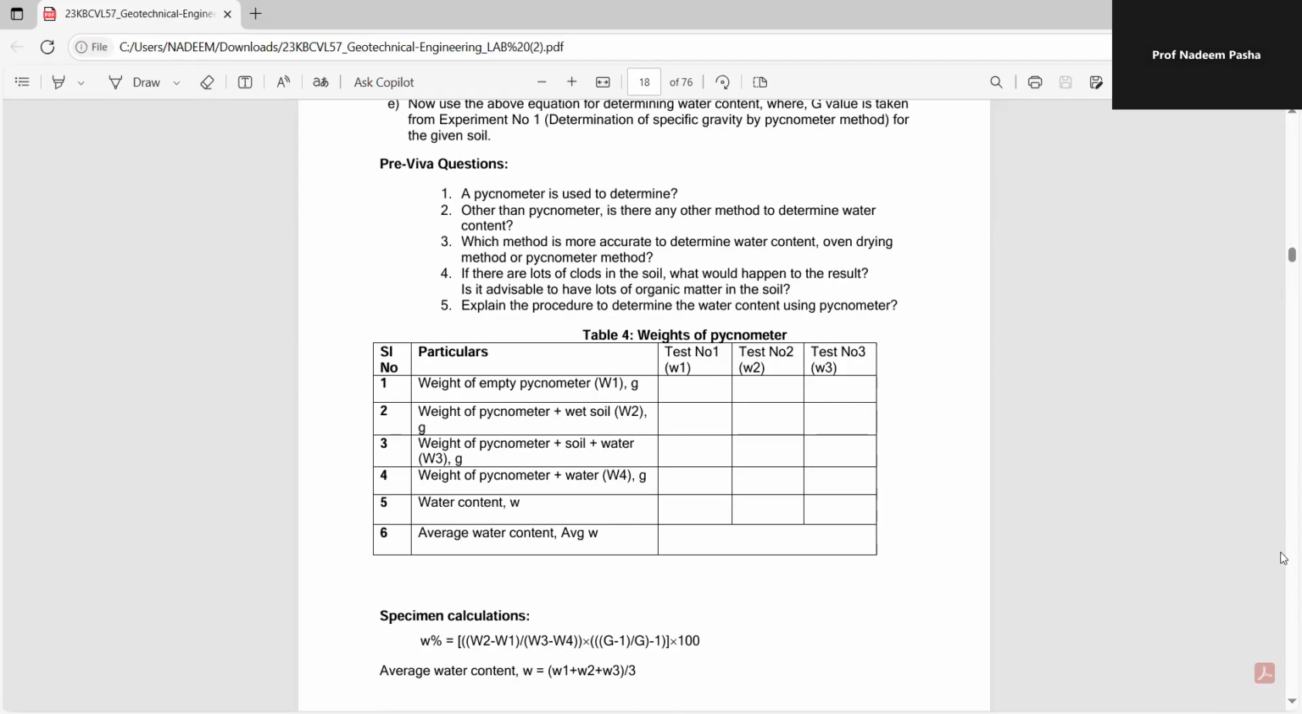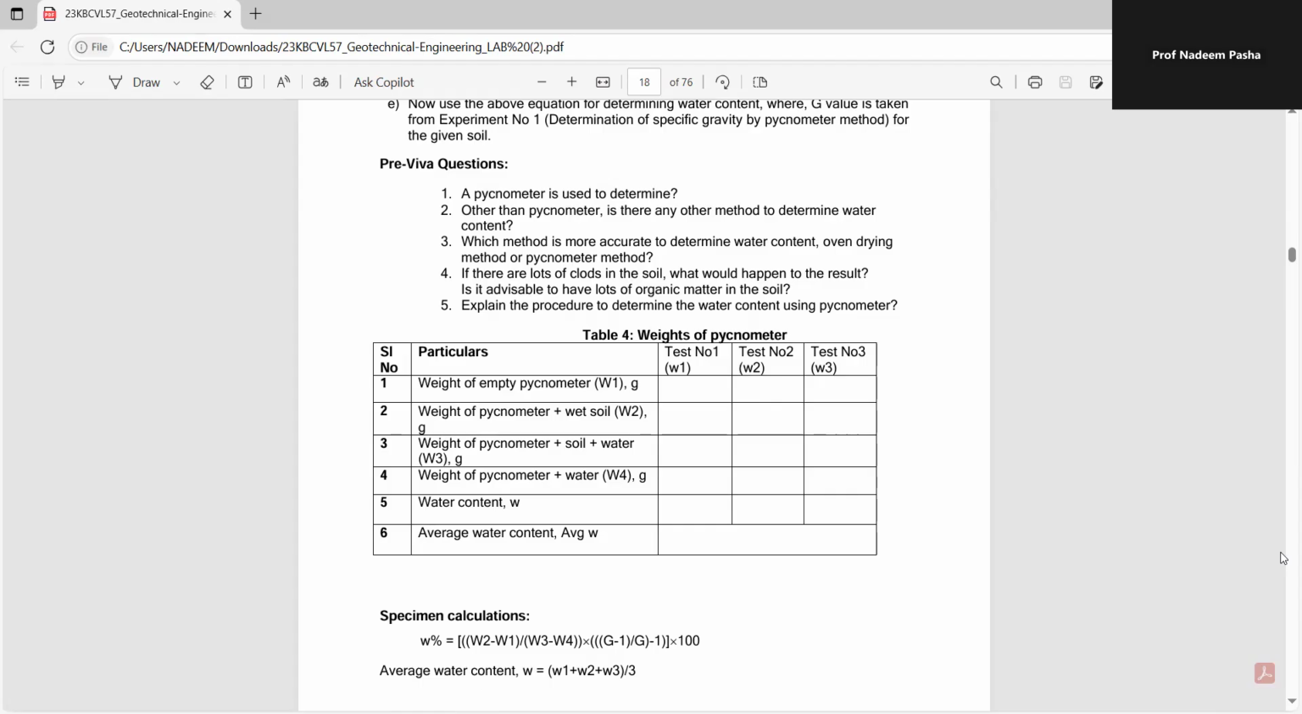Pre-viva question: a pycnometer is used to determine specific gravity as well as water content. Other than the pycnometer, is there any method to determine water content? Yes, the sand bath method is there, and the oven drying method is there. Which method is more accurate? That is to be seen.